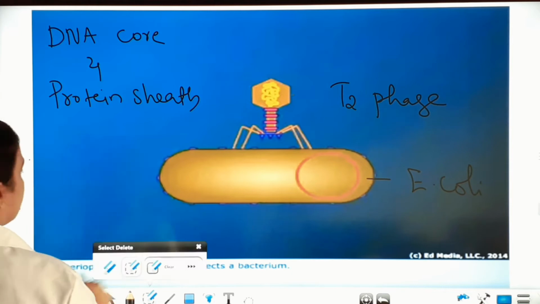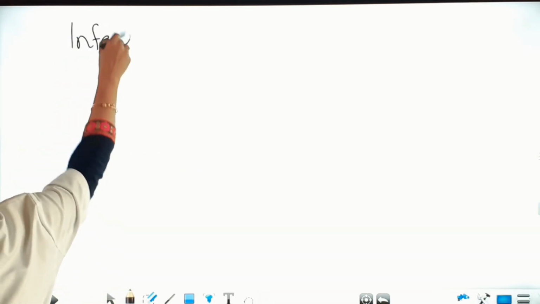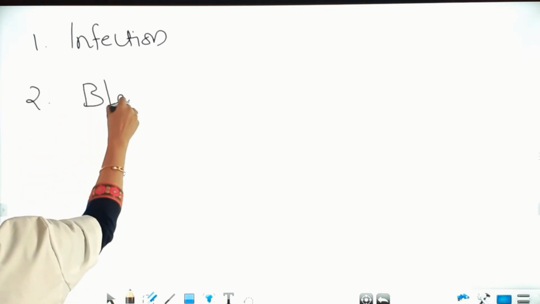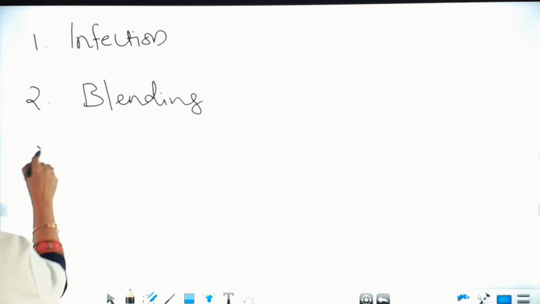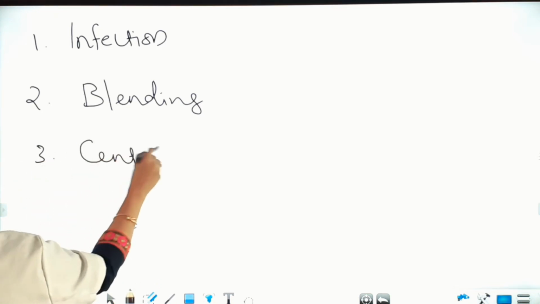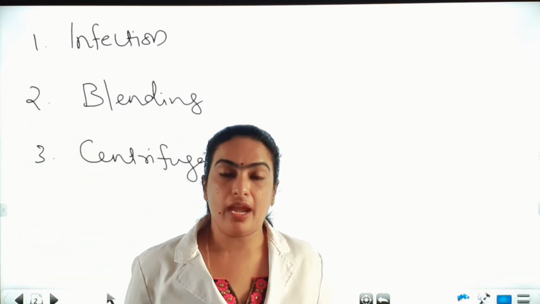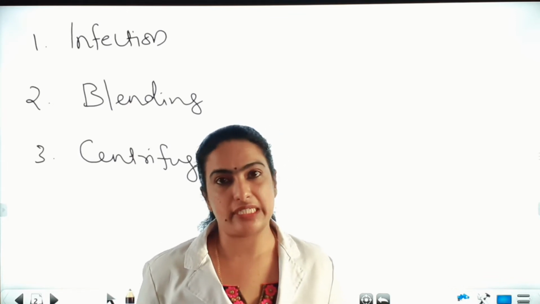So here we can see there are three steps in their experiment. The three steps were: first one, infection. That is the first step. Second step, blending. And the third step is centrifugation. These are the three steps in the experiment. And they made two preparations. So let's see which are the preparations.